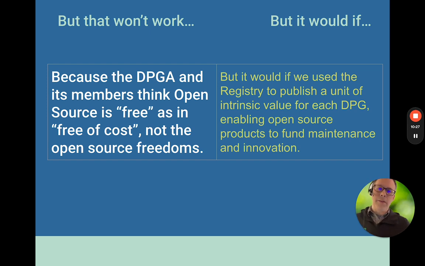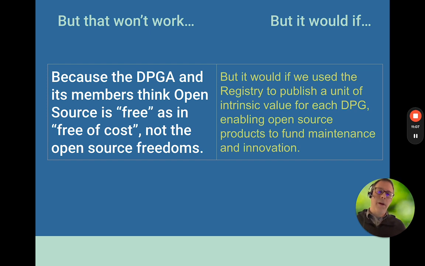So let's just apply this to our DPGA, and let's start here, because I think this will be near and dear to your hearts. This effort is not going to work because the DPGA and its members think open source is free, as in free of cost, not the open source freedoms. But it would work if we use the registry to publish a unit of intrinsic value for each DPG, enabling open source products to fund maintenance and innovation. Now, we want to make sure that small countries pay less than big countries, so that's why I'm suggesting here we need a unit of intrinsic value, not necessarily a price.